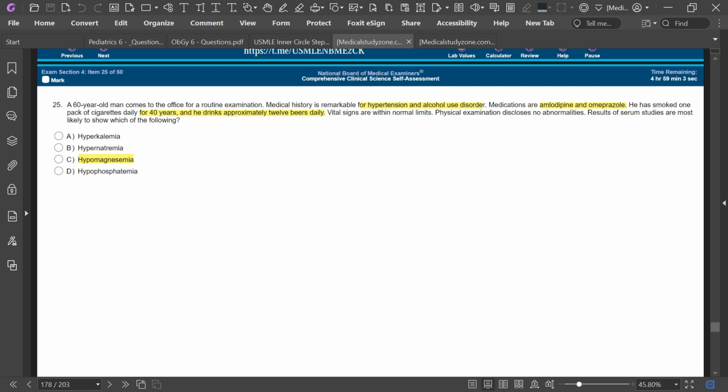And we know that hypercalcemia can cause hypomagnesemia by impairing renal magnesium resorption. So hypercalcemia may be one of the causes of hypomagnesemia. Hypercalcemia can cause hypomagnesemia by impairing renal magnesium absorption.